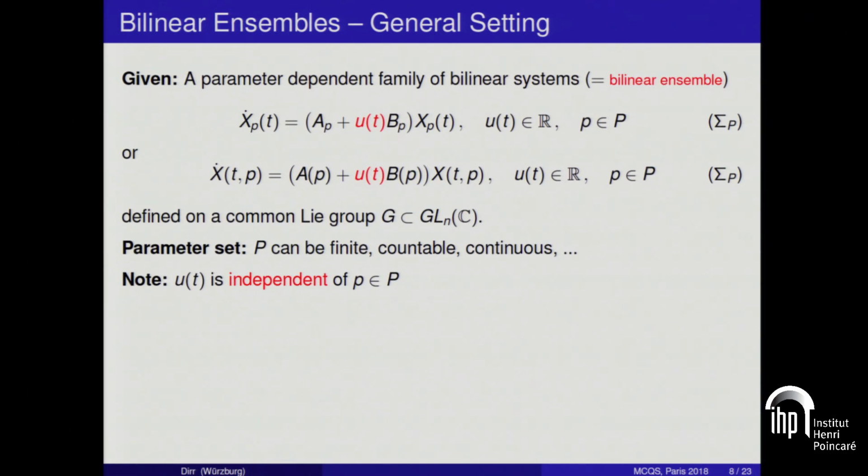Again, what is important is that the control is again independent of the parameter. So we cannot use the parameter for controlling the system. These systems are called ensembles. This is slightly misleading because it's not really an ensemble in the quantum mechanical sense, but this type of terminology is established. So, as I pointed out, important is that the control is still independent of the parameter.